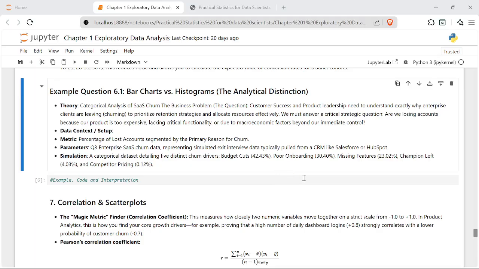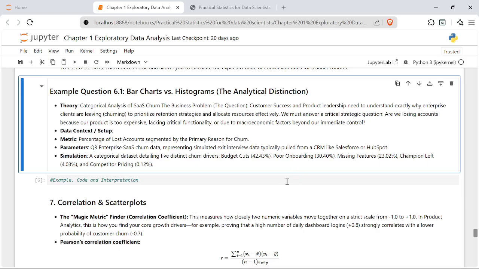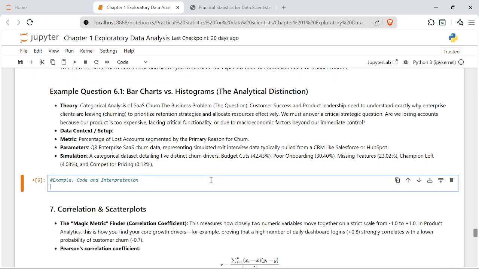Let's jump into the code and see why a bar chart, and absolutely not a histogram, is the exact right tool to visualize this data and dictate the immediate retention strategy. So let's start to code this solution.